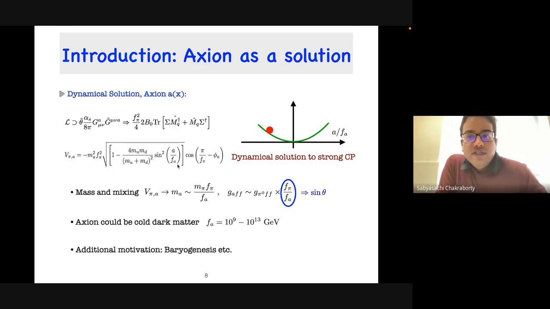And as it turns out, this potential naturally minimizes to 0. So instead of choosing theta-bar to be small by doing a fine cancellation between the two terms, we now have a dynamical solution where the axion field minimizes to a CP-conserving minimum, which is 0. So therefore, you dynamically solve the strong CP problem. And also, since this is a simple potential, all the mass and mixing can be very trivially obtained.